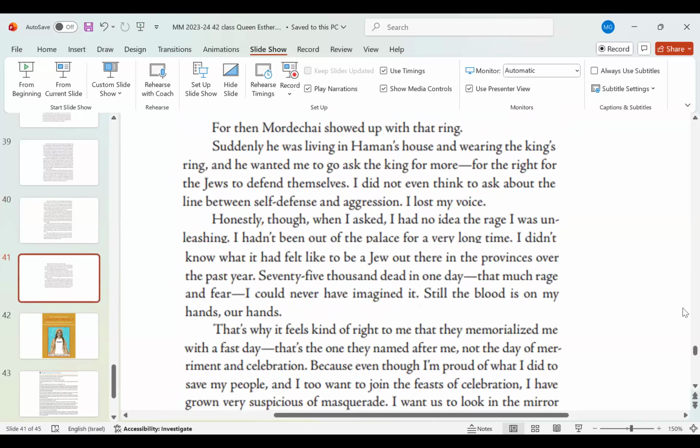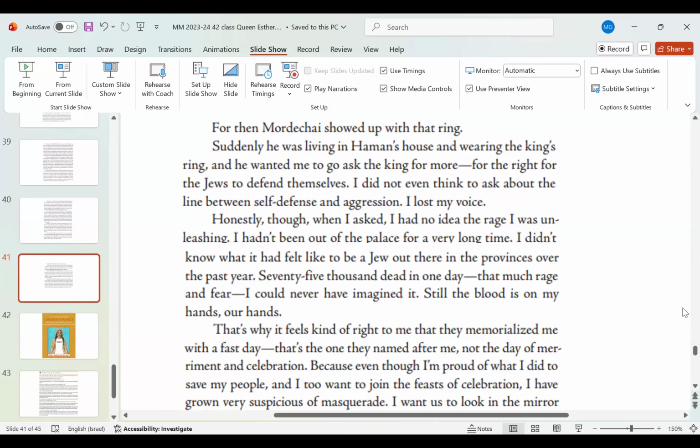For then Mordecai showed up with that ring. Suddenly he was living in Haman's house and wearing the king's ring, and he wanted me to go ask the king for more, for the right for the Jews to defend themselves. I did not even think to ask about the line between self-defense and aggression. I lost my voice. Honestly, though, when I asked, I had no idea the rage I was unleashing.